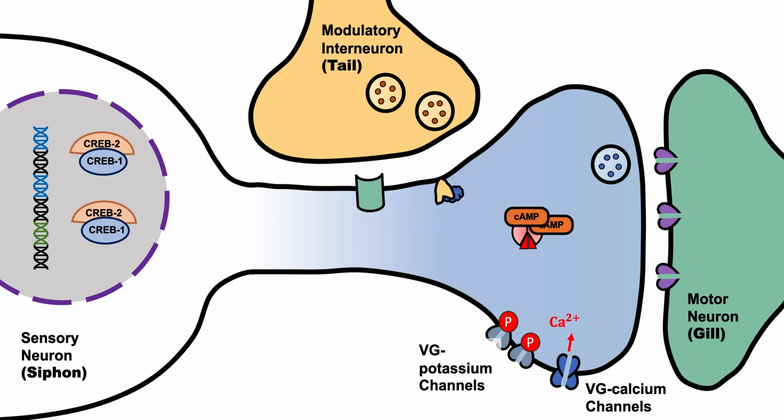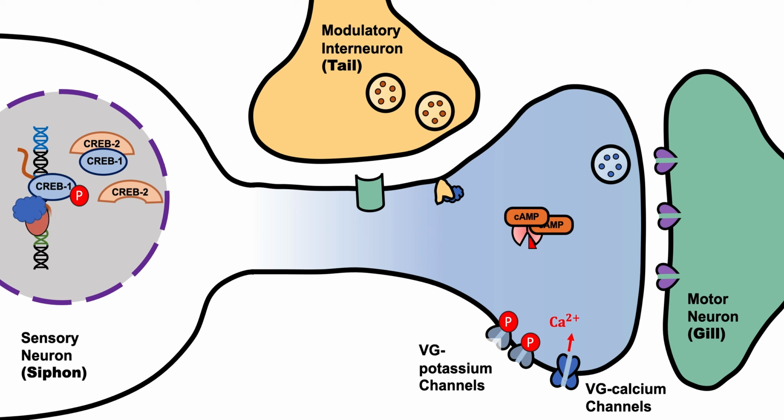If PKA is activated prolonged and repetitively, it can translocate into the presynaptic nucleus and trigger long-term synaptic change. The catalytic subunits of PKA can phosphorylate a transcription factor called cyclic AMP response element binding protein 1, or CREB1. Phosphorylation of CREB1 releases it from the repression by its inhibitory isoform, CREB2, which then allows it to bind to its binding site, CRE.